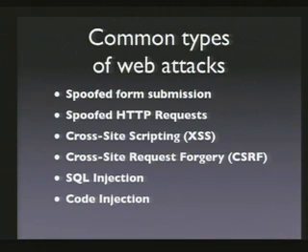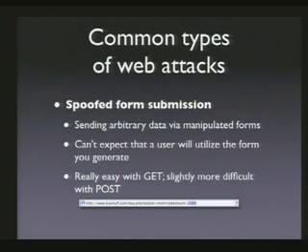We're just going to talk about some common types of web attacks. These are the basic five that we're going to be dealing with. Spoof form submissions and HTTP requests are basically kind of the same thing. HTTP requests are basically a more complex version of it. Cross-site scripting, cross-site request forgery, SQL injections, and code injections. A spoof form submission is basically sending some kind of arbitrary data to a script via manipulated HTML forms.